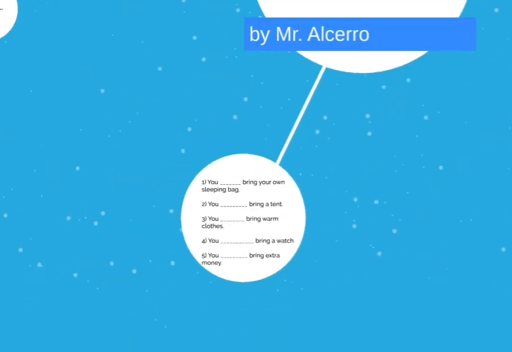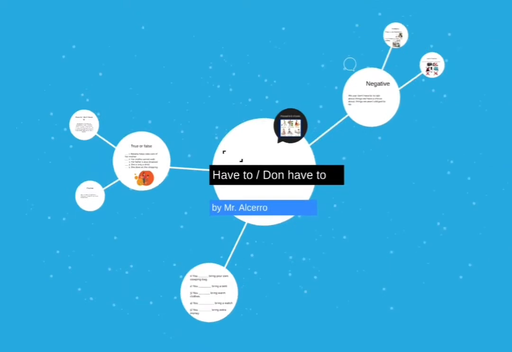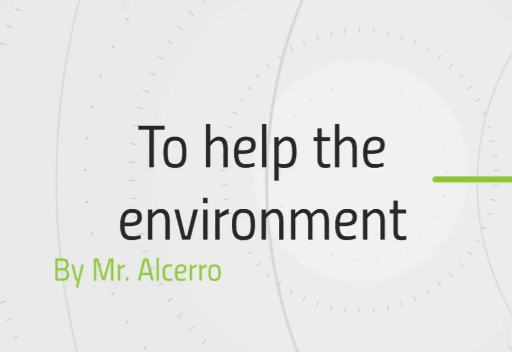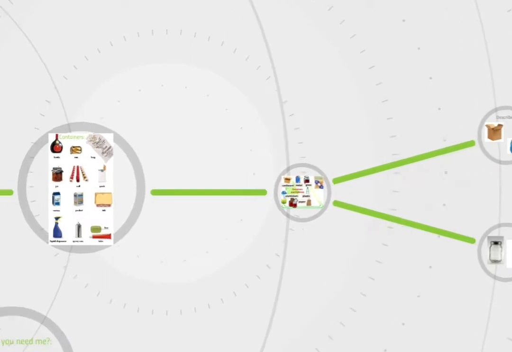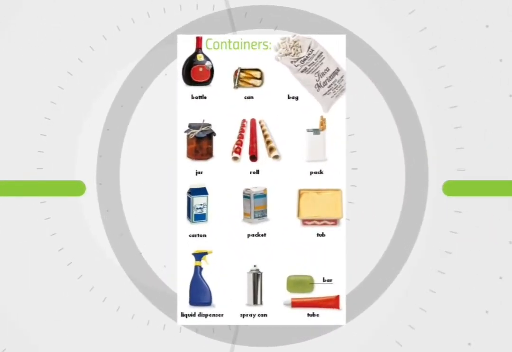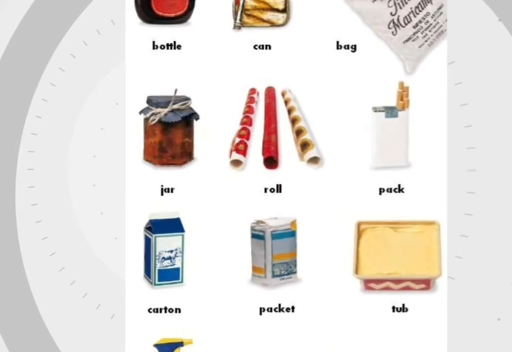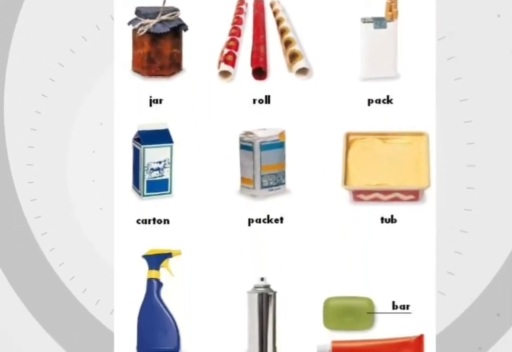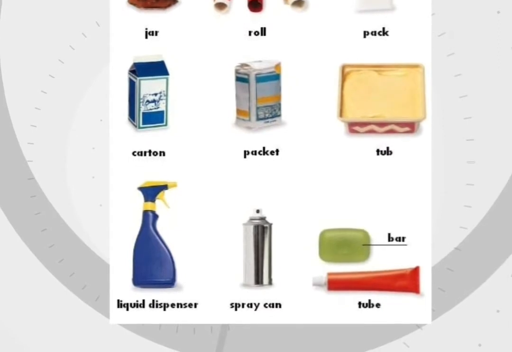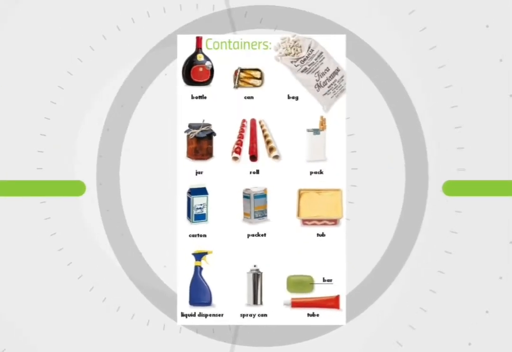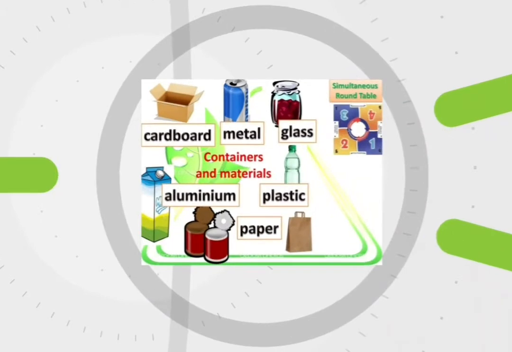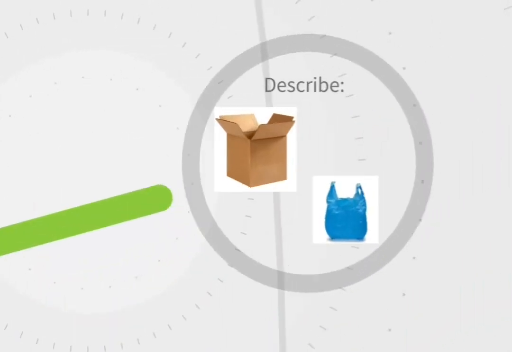Here we had some practice, and we are going to continue with the next topic, which is to help the environment. Remember, Page 103. Here we have some vocabulary for containers. For example, bottle, can, bag, jar, roll, pack, carton, packet, tub, liquid dispenser, spray can, bar, and tube. Here we have the materials: cardboard, metal, glass, aluminum, plastic, and paper.